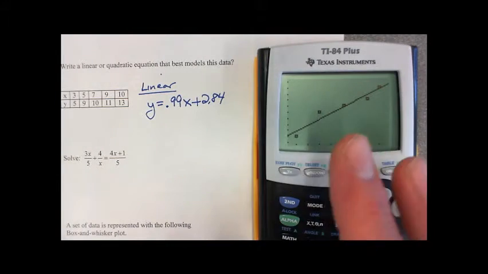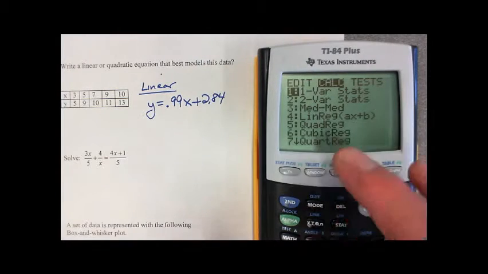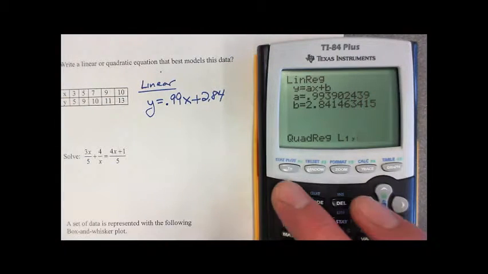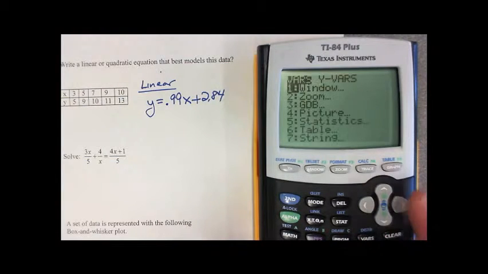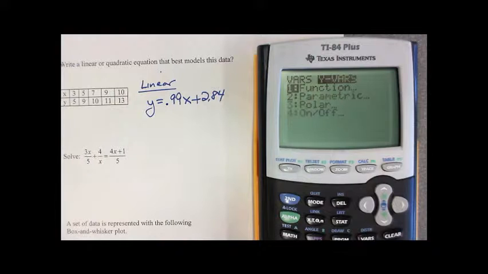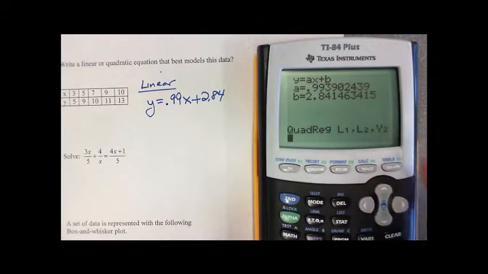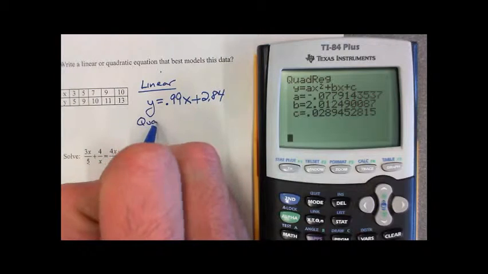Okay. So then let's go back to Stat and let's calculate. This time let's do the quadratic model, which is option 5. And again, L1, which is second and number 1, comma, second and the number 2, which gets you L2, comma, go to vars, yvars, function. This time let's put it into y2 so we can see them both, and hit enter. So here's our quadratic model.